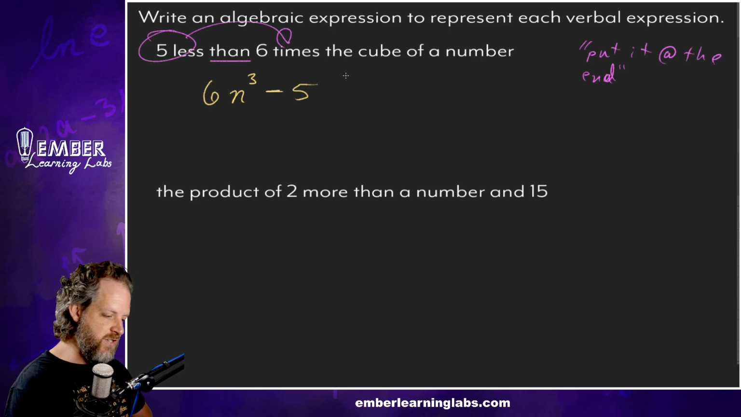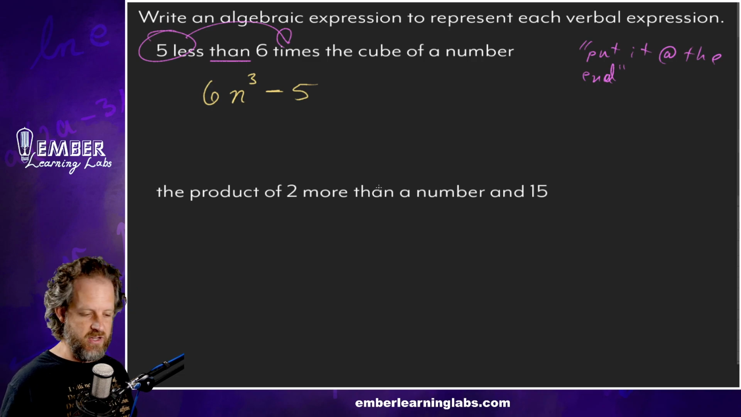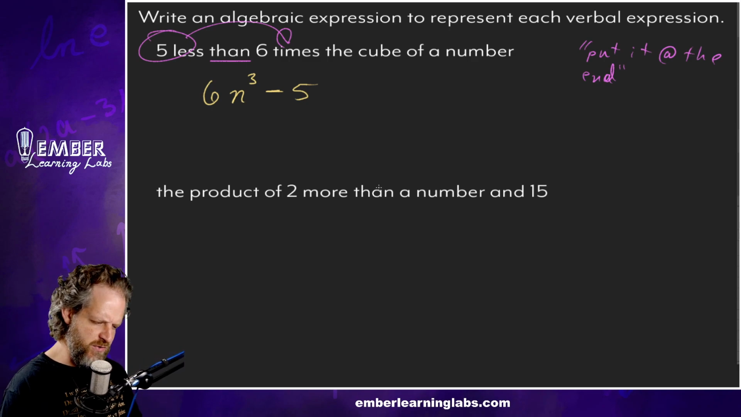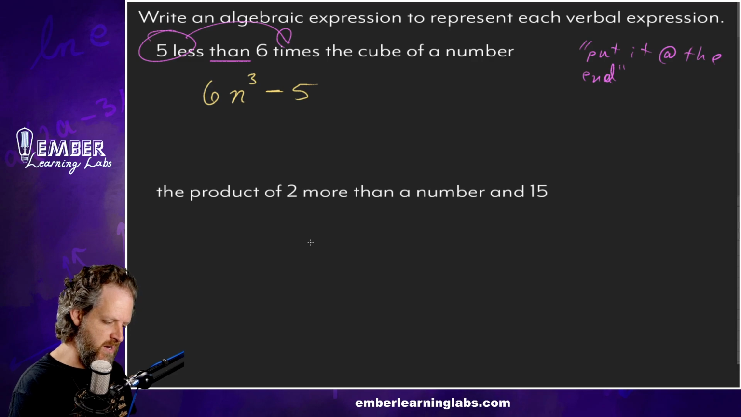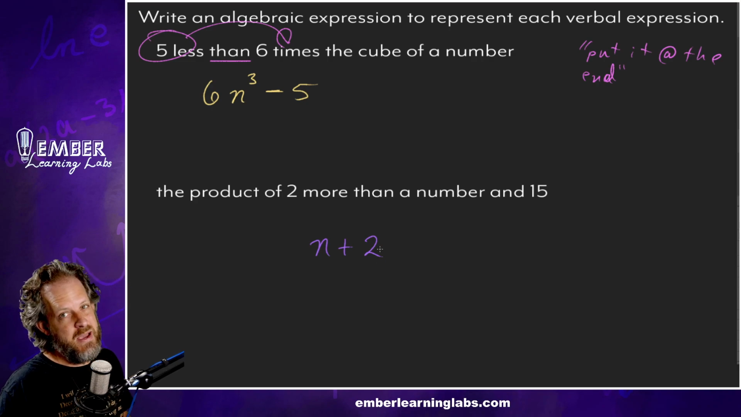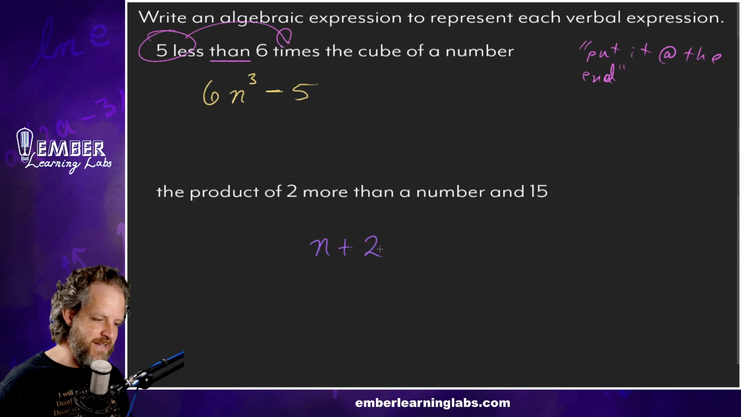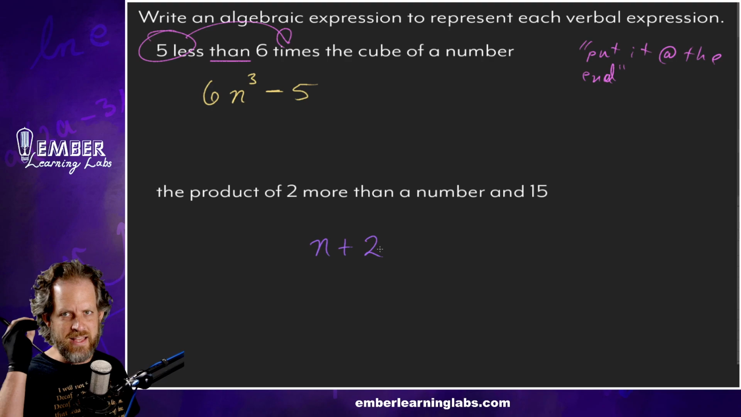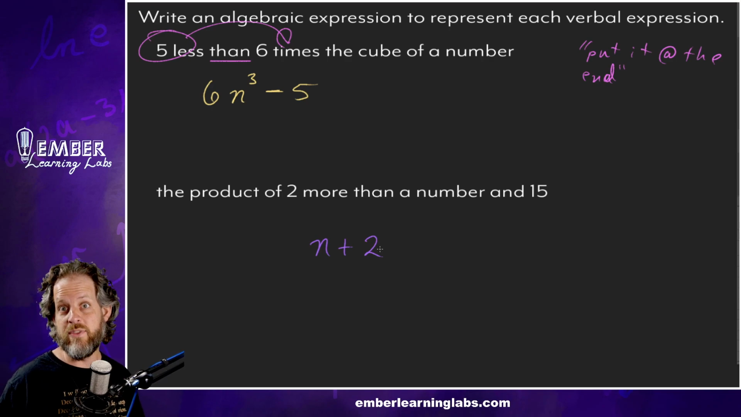Okay, so let's look at the next one. The product of 2 more than a number and 5. So the product of these two things is 5, and 15, 5 with a 1 in front of it, right? So 2 more than a number, so that's going to be n plus 2. See how we put the 2 at the end? It doesn't actually matter with plus, but it's best to practice that always, because then we get that locked in our brain, because it does matter with the minus, right?